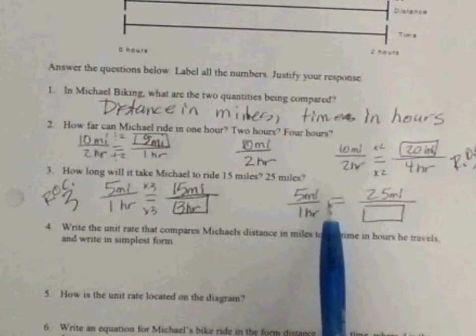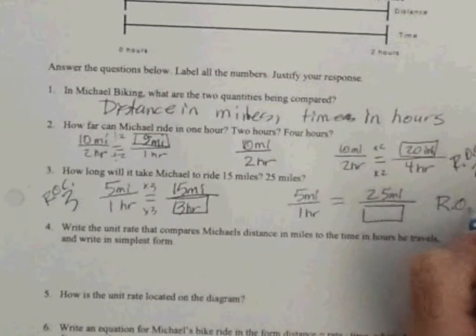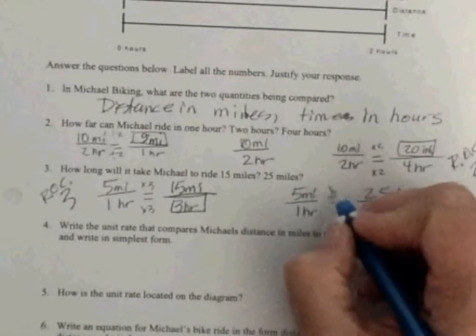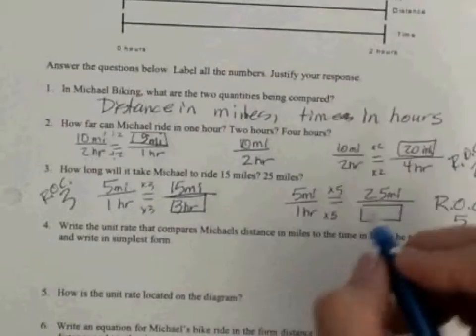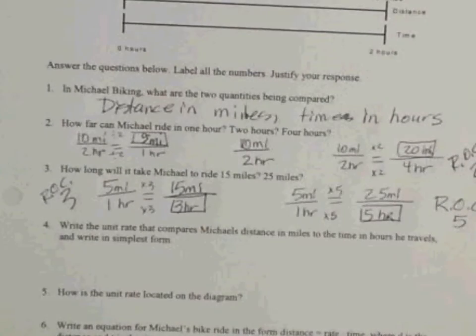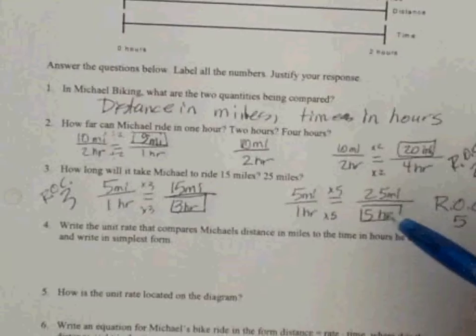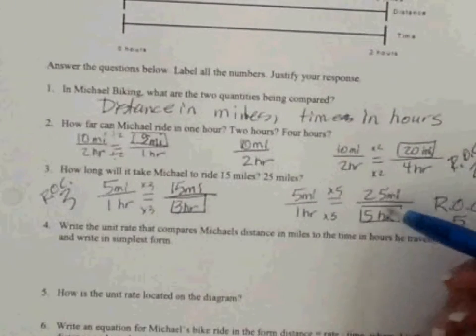Okay, so what was our rate of change here? Our rate of change was 5. So how long did it take him? 5 hours. Is it okay if you put the hours first over the miles, which is what I did? As long as you make sure you do it on both sides. If you do hours and miles, you have to do hours and miles on both sides.